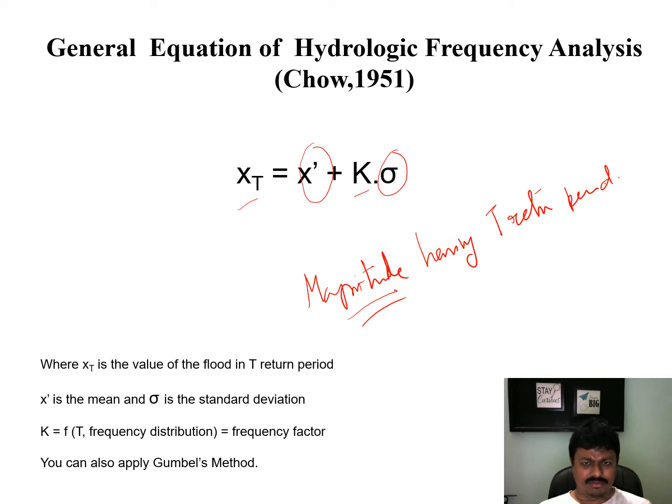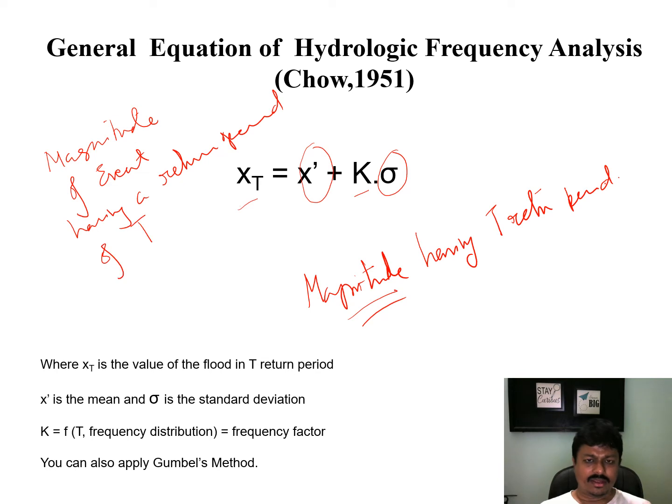So let us summarize it in a better way. Suppose I want to know the magnitude of a rainfall event having a return period of T. So if I know the return period, I can know the probability, right? Now, if I put this probability in place of k, and if I know the mean of that set of events and standard deviation of that set of events, I can easily find the magnitude of that event which has the probability p.